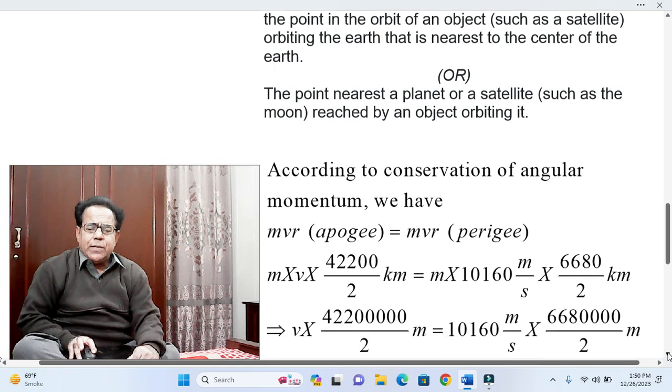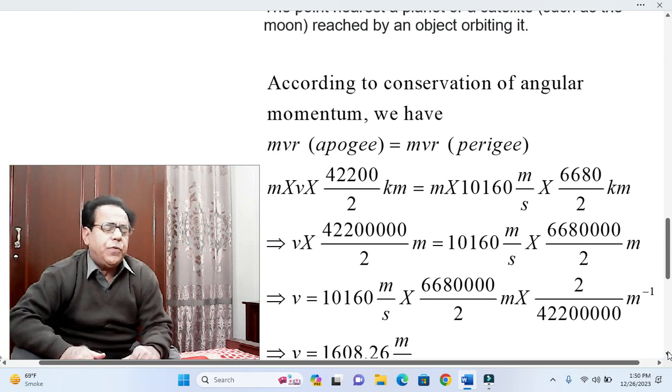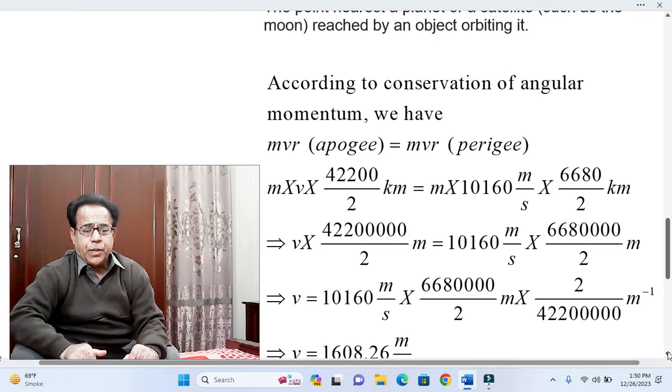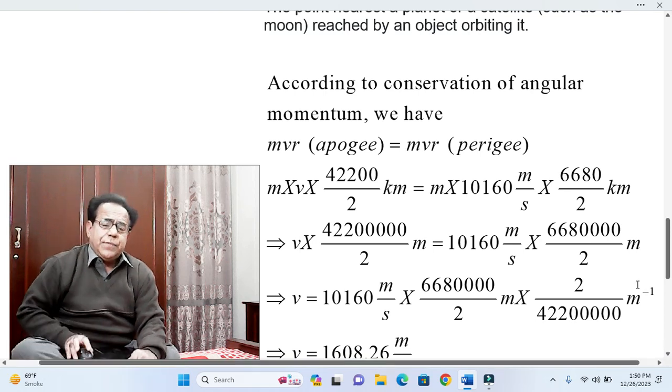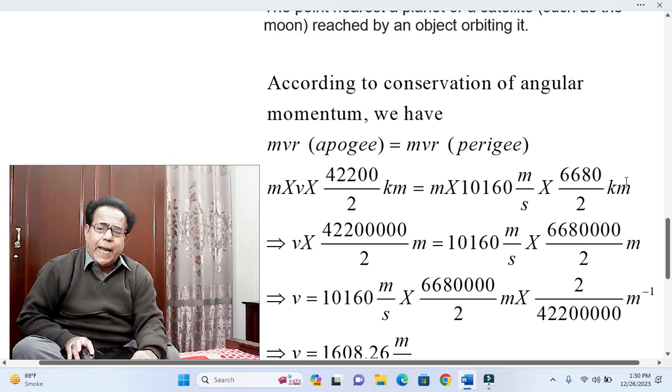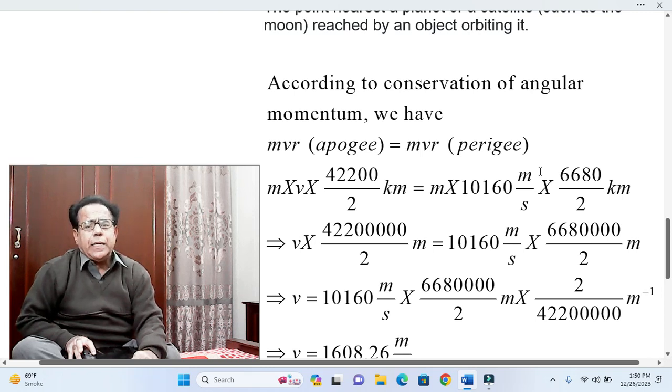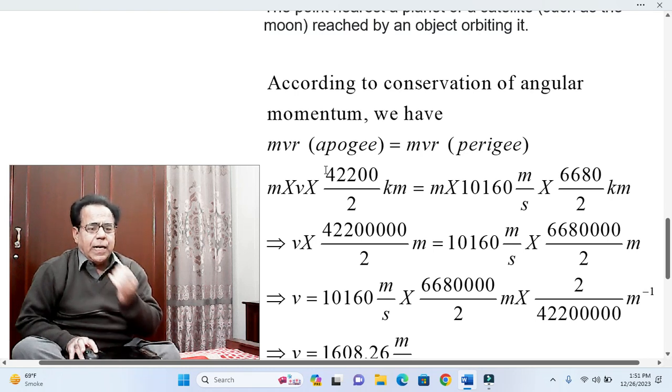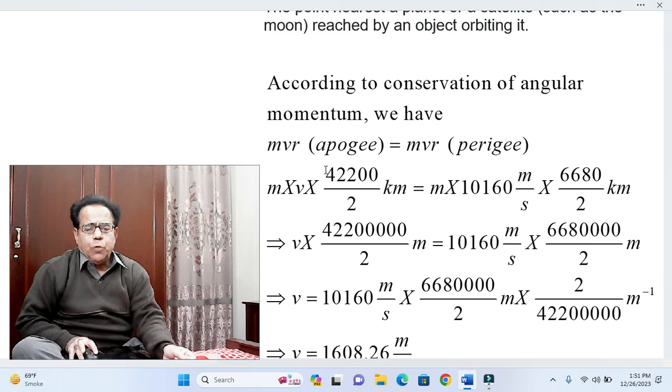And as I have told already, here conservation of angular momentum is the key concept. We have seen from previous slides that angular momentum is mvr. Here we are applying conservation of angular momentum. So angular momentum in case of perigee and angular momentum in case of apogee, both are equal. Okay, according to conservation of angular momentum, we have mvr is equal to mvr. Okay, first mvr in case of apogee and second mvr in case of perigee.